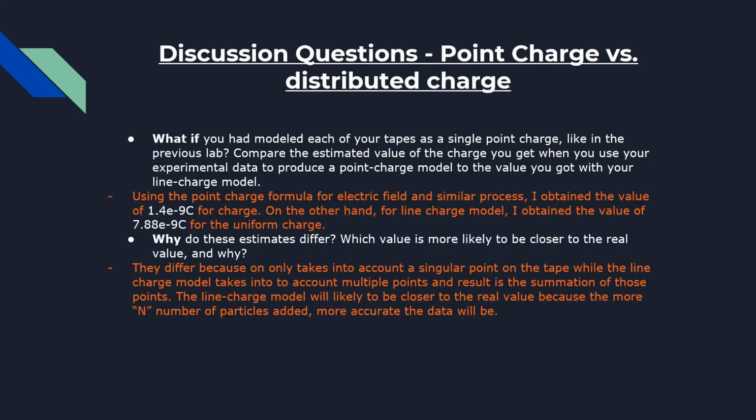As per the discussion questions, the difference between the point charge model and the distributed charge model is clearly shown here, where I got the value of 1.4 times 10 to the power of negative 9 coulombs for the point charge model, but I got 7.88 times 10 to the power of negative 9 coulombs for the distributed charge model.